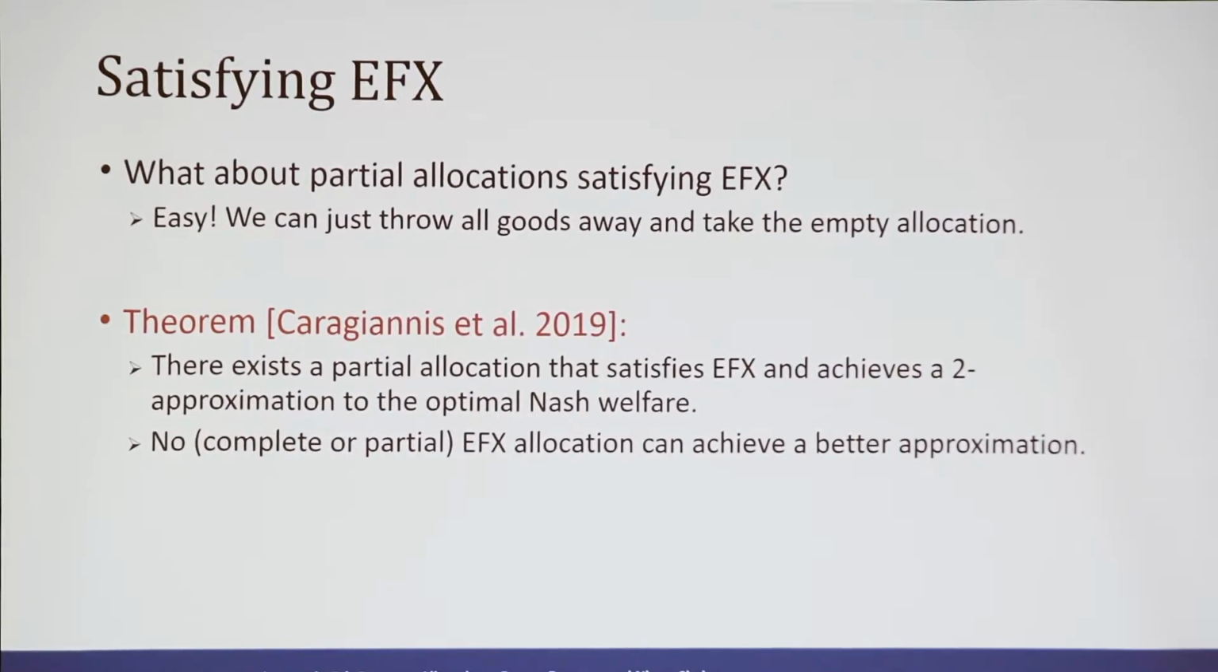What was shown recently by Caragiannis et al. is that there exists a partial allocation that satisfies EFX, so far that's nothing particularly special, but it also achieves a 2 approximation to the optimal Nash welfare. Right, so it both satisfies EFX, and despite being partial, it's still a good allocation, in some sense of good. They also show that no EFX allocation, even a complete allocation, can achieve any better approximation than this.